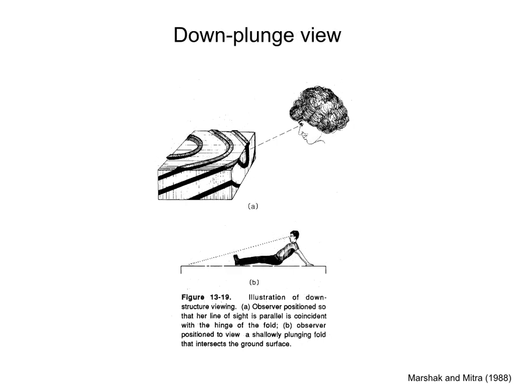These are illustrations of down-plunge viewing. In Figure A, the observer is positioned so that her line of sight is parallel to the fold axis. In Figure B, the observer is positioned to view a shallowly plunging fold that intersects the ground. You may come across a geologist who looks at a map, not straight down, but along an inclined direction. This geologist is trying to look at the map along the down-plunge direction.